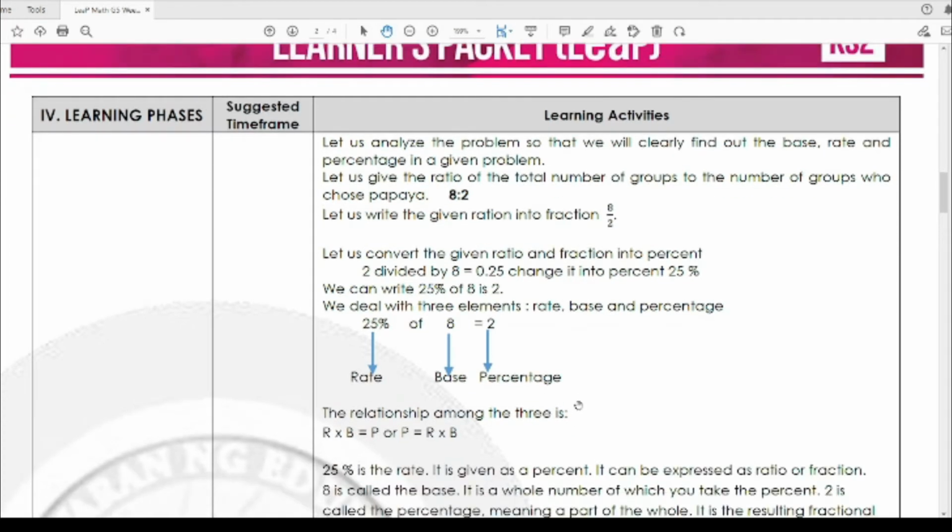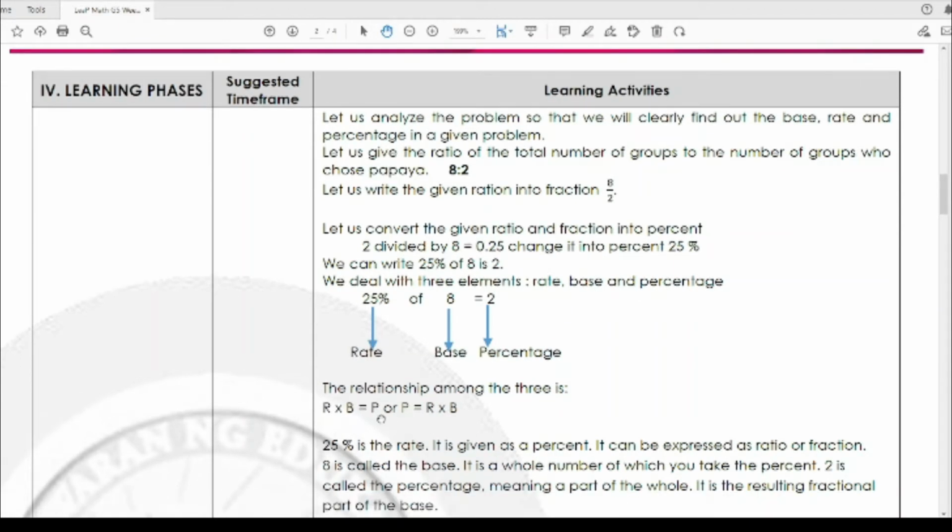Let us see the relationship among these 3. To get the percentage P, we multiply the rate and the base, or P is equal to rate times B. So this is our rule. In getting the percentage, we multiply the rate times the base. The answer is the percentage.